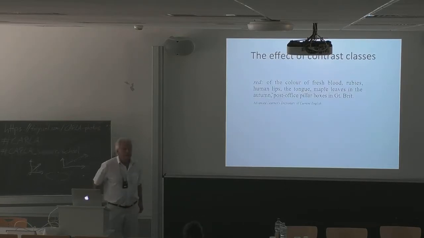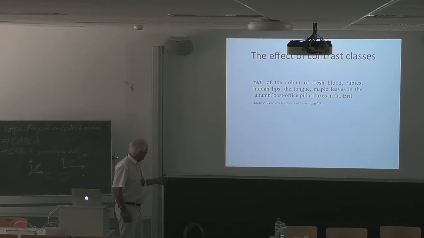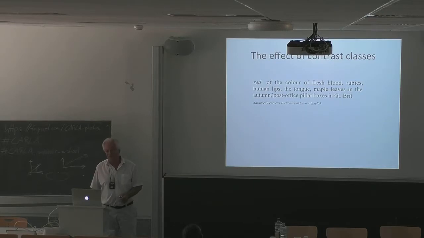We take the seemingly innocent word red. And this is the definition of red in the Advanced Learner's Dictionary of Current English. They define red as a color, and then they give examples: fresh blood, rubies, human lips, the tongue, maple leaves in the autumn, post office pillar boxes in Great Britain. This is an exemplar definition of red, and from that you're supposed to extract what the color red means.